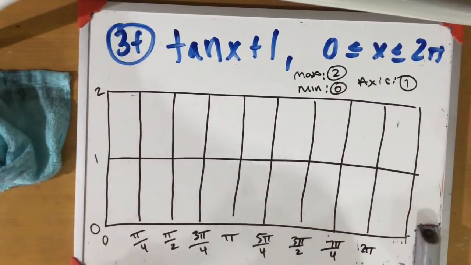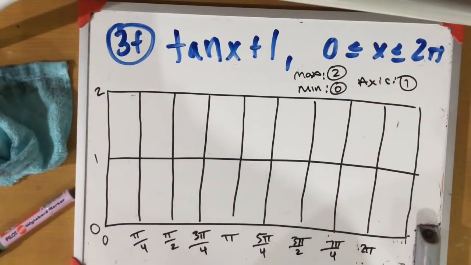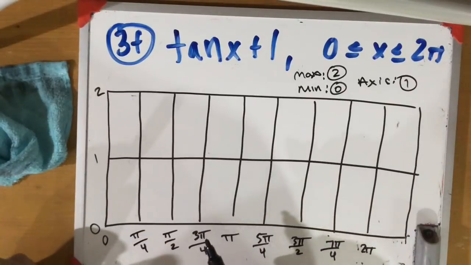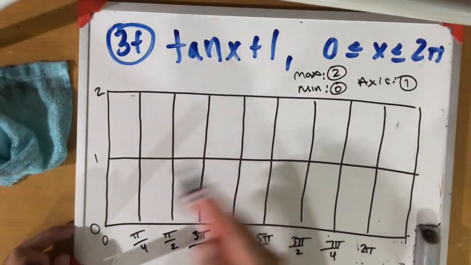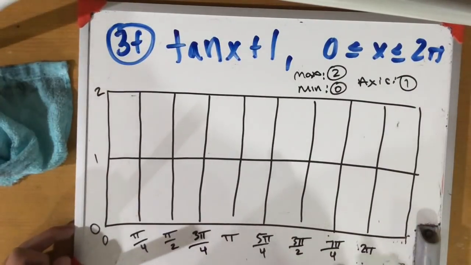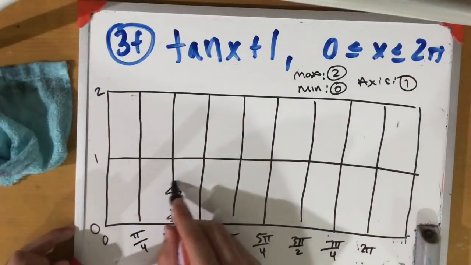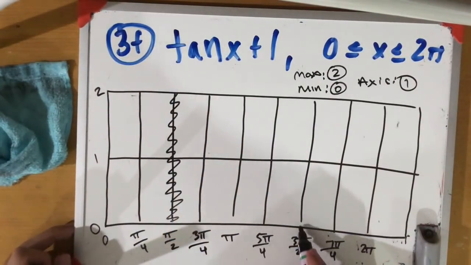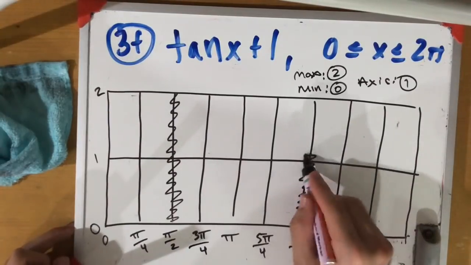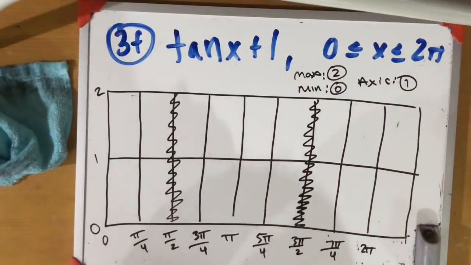Okay? All right. Before you actually do that, note down your asymptotes. Your asymptotes are, of course, just naturally 90 and 270. So 90 would end up being right here, so there is an asymptote. 270 would end up being right here, at 3 pi over 2. Okay, so all ready to go.